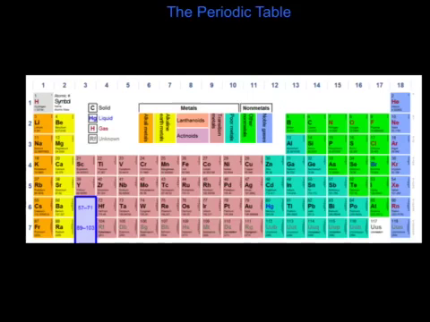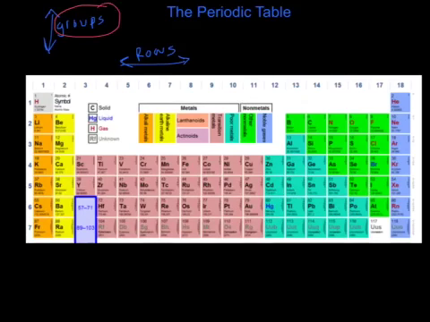All right. Now, the periodic table. Please remember, yes, our groups are vertical. Our rows are horizontal. Now we're primarily going to focus here on groups. Okay? And there's a reason for that.